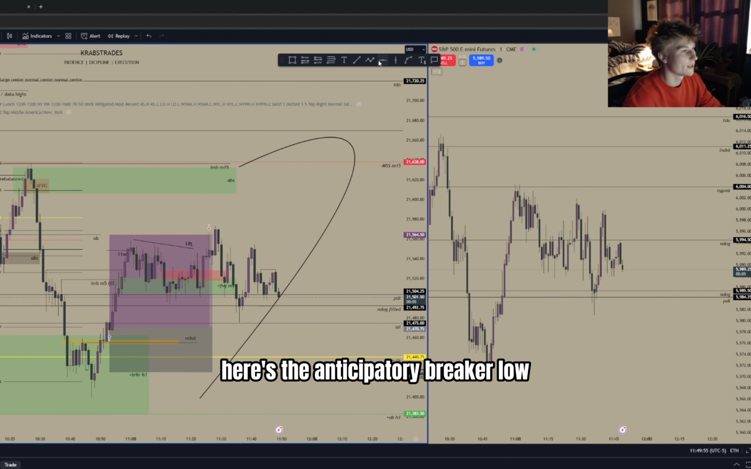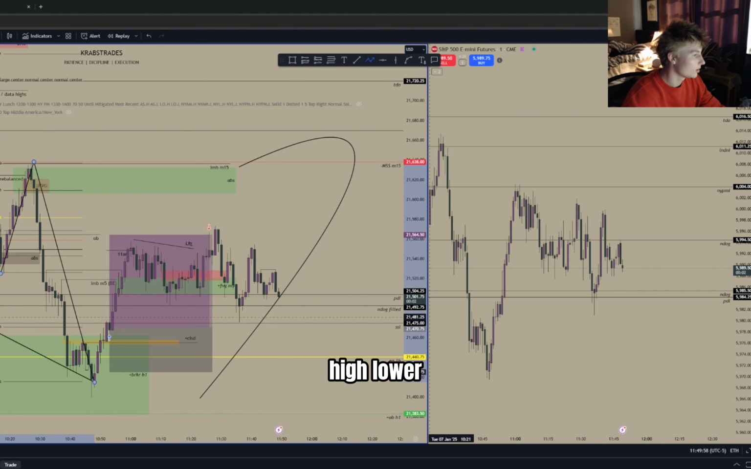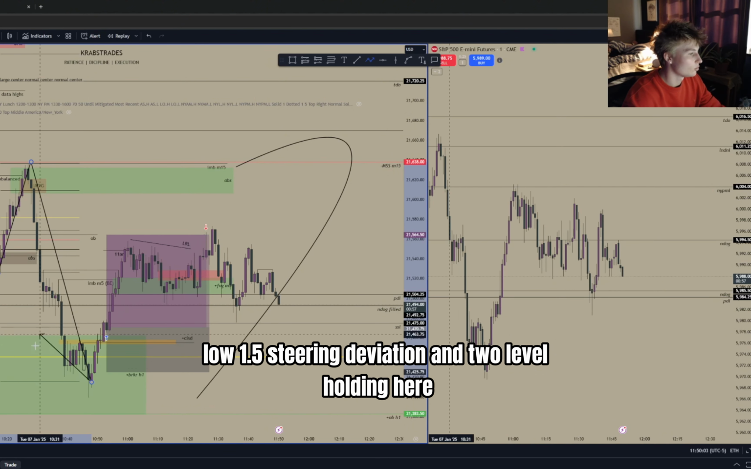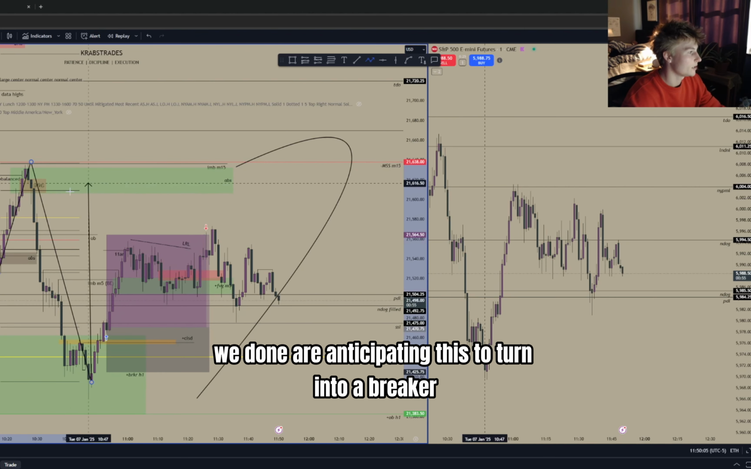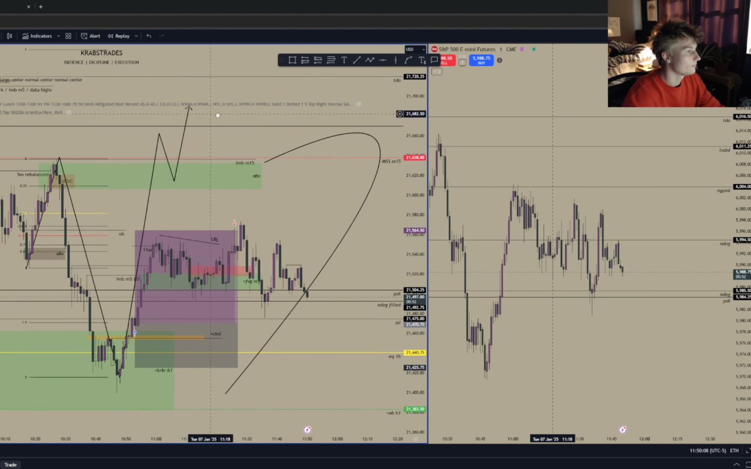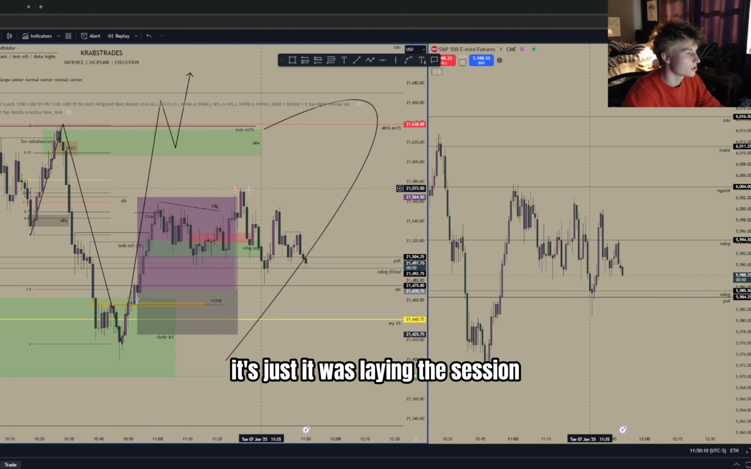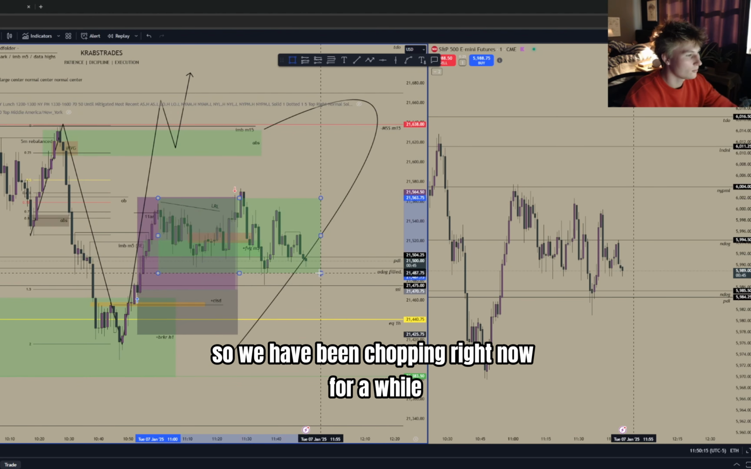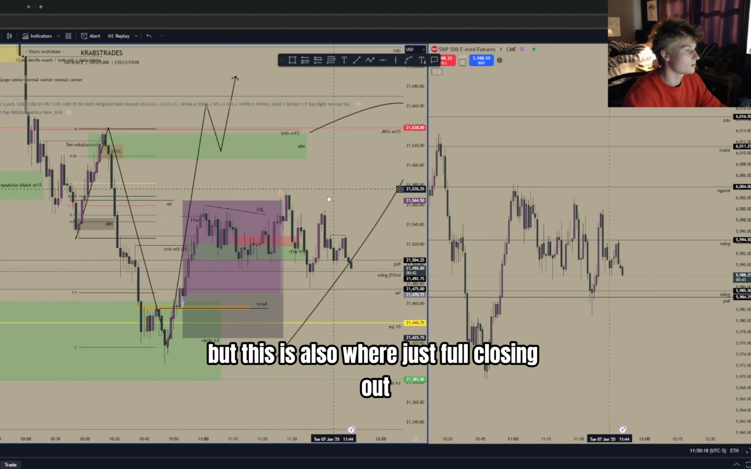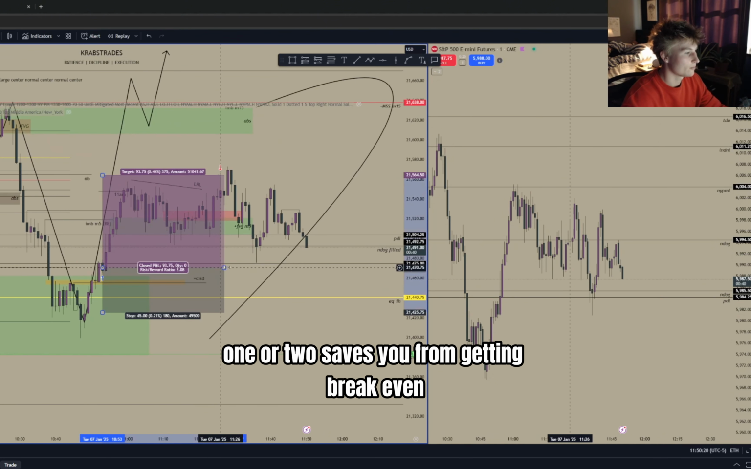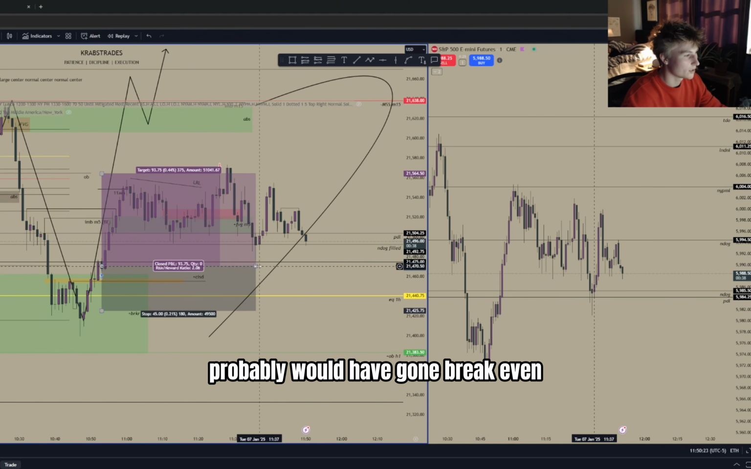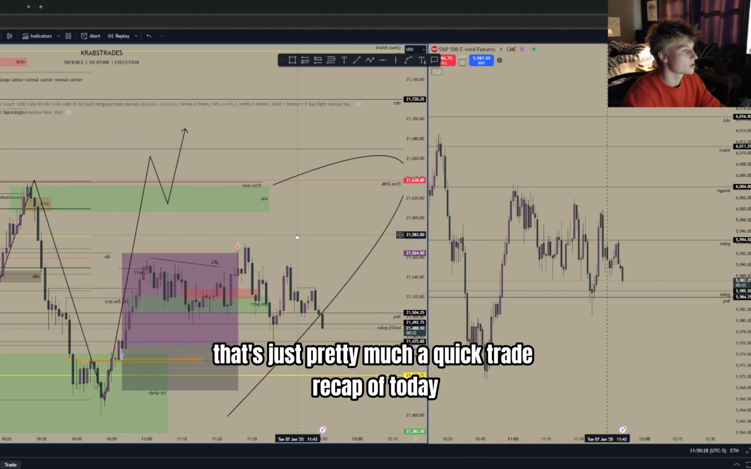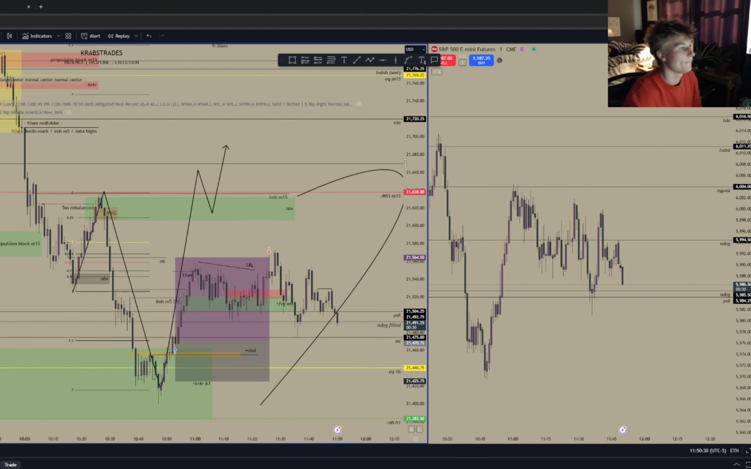Here's the anticipatory breaker. Low, high, lower low, 1.5 standard deviation, and 2 level holding here. We then are anticipating this to turn into a breaker like that. Clean ABS model. It was late in the session, so we have been chopping for a while. But this is also where just full closing out 1-to-2 saves you from getting break even. As you can see here, probably would have gone break even if I just didn't full close out my 1-to-2. But yeah, that's pretty much a quick trade recap of today.